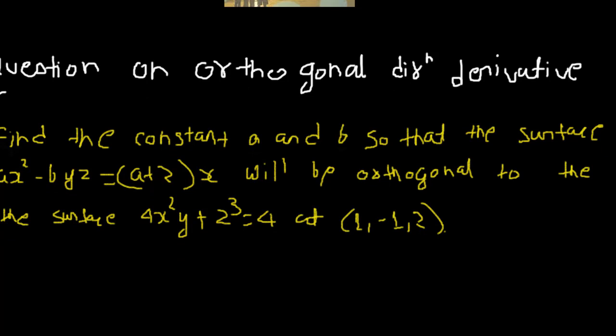So the question states: find the constants a and b so that the surface ax square minus byz equals a plus 2x will be orthogonal to the surface 4x square y plus z cube equals 4 at the point 1, minus 1, 2. So basically the term orthogonal is there.